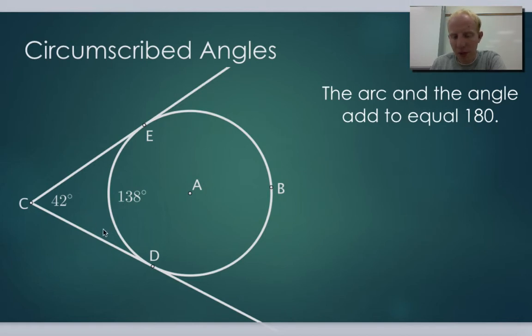In class we did a proof that kind of shows why that is the case. I won't take the time to go through it right now, but if you look, this arc right here that's intercepted by the 2 points of tangency, these 2 points, and this angle right here, add up to 180. So 42 plus 138 is going to give you 180. And that's the case for any circumscribed angle, an angle on the outside of the circle. You add up the 2 angles, you're going to get 180.